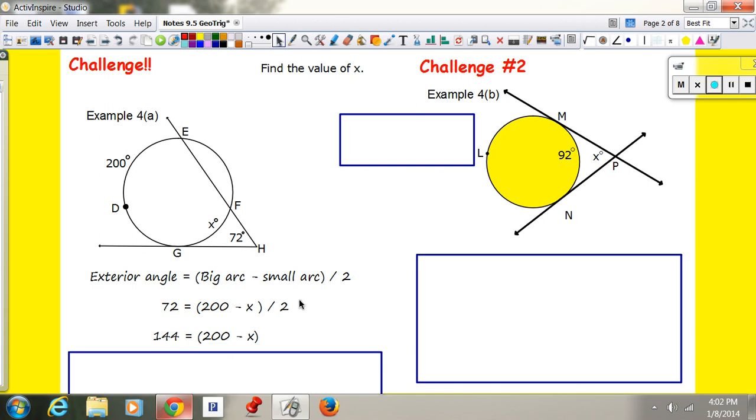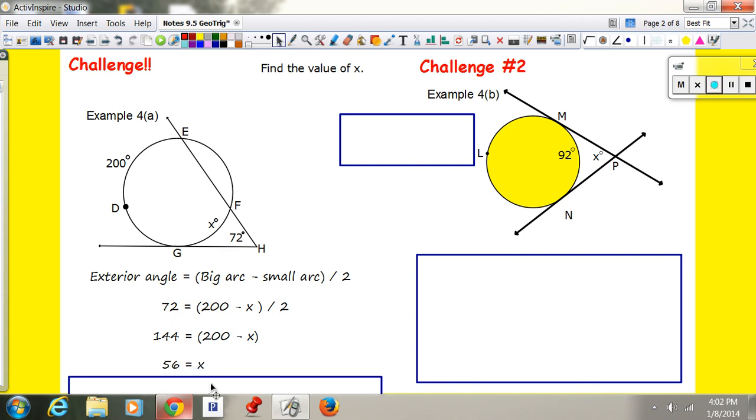My next step would be to multiply both sides by 2 to get this fraction to go away. So if you times both sides by 2, you're going to get 144, and then you'll just have the 2's canceling out over here. And then if you subtract the 200 and divide by -1, you'll get 56 is going to be our x. So this is a 56 degree arc. Now you could always check your answer. 200 minus 56 is 144, divided by 2 is 72. So it does work. That would be your first challenge. Pause it, try the second one, see if you can get it.